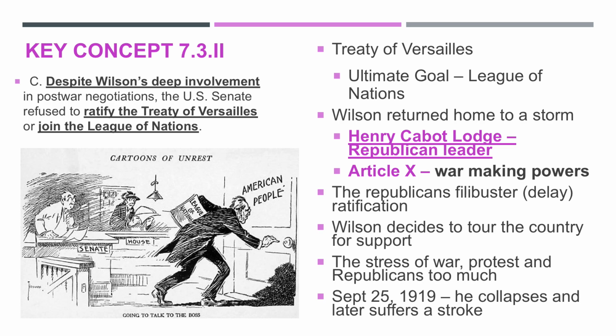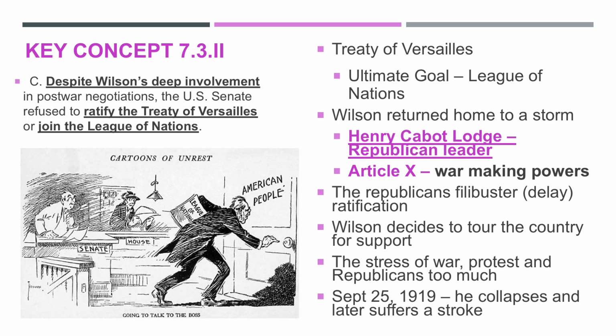And this political cartoon shows it. You've got the American people, and he's got the League of Nations tucked under his arm, and it says, going to talk to the boss. Because whenever he got angry with Congress, he would always go out and talk to the people to see if they can, in the next election, vote some of these people out and get people in to do the things I want. So you have the Senate and the House sitting there, and they're like, oh no, he's going to go talk to the people.